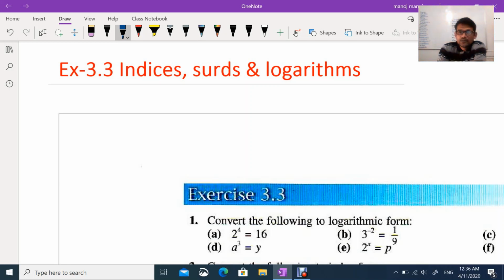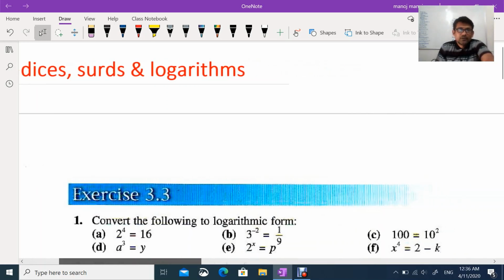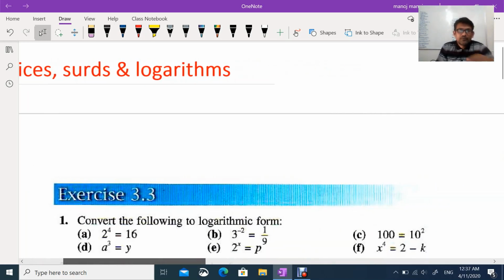Hello everyone. Today we are starting exercise 3.3 Indices, Surds and Logarithm. So first of all I should move from first question. If you have not seen my previous video 3.1 and 3.2, you can go to the link above.